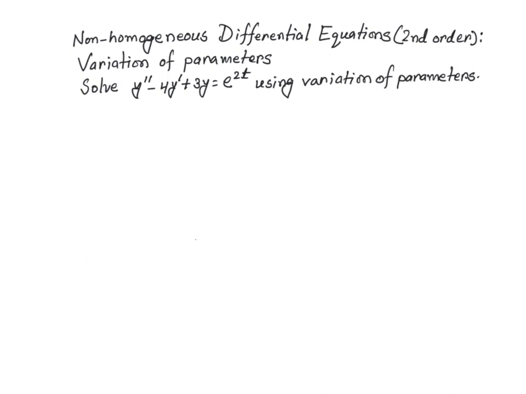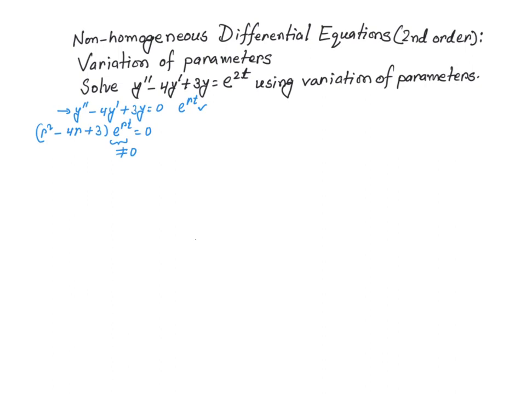So my homogeneous part is going to be y double prime minus 4y prime plus 3y equal to 0. Our answer format is going to be e to the power rt, and the characteristic equation is going to be r squared minus 4r plus 3. You take the first and second derivatives of e to the power rt and plug them into this equation. You're going to get this times e to the power rt equal to 0, but e to the power rt cannot be 0 because it's an exponential function.